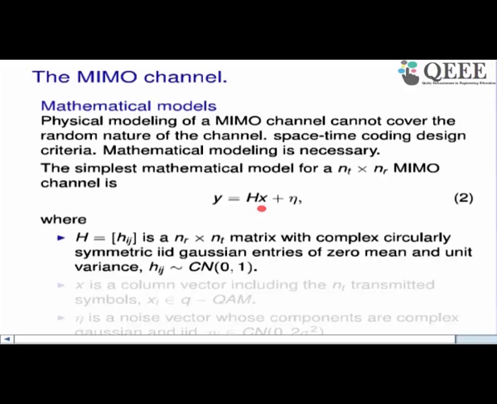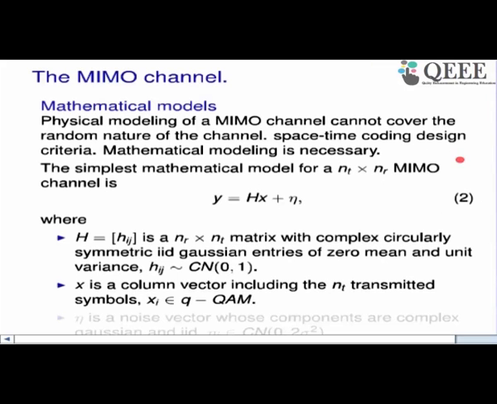Remember the law of large numbers. If a large number of random variables are added together, the overall effect is that you see a Gaussian random variable. So that's how this model works. H is a complex Gaussian random matrix whose entries are complex Gaussian. This is because we have assumed it is narrowband and there are a large number of scatterers in the environment. It's a very practical model and it gives us the worst case performance.